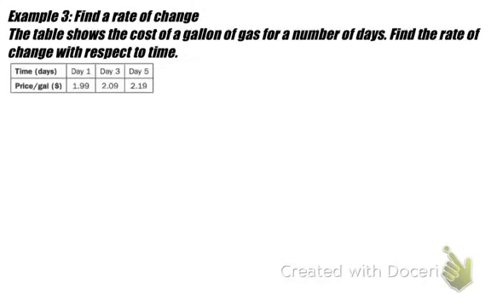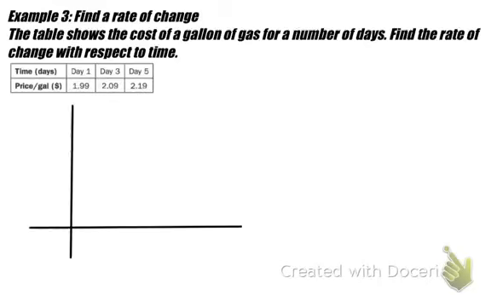Alright, in example 3 we have to find the rate of change. So the table shows the cost of a gallon of gas for a number of days. Find the rate of change with respect to time. So we have our chart where the days go day 1, day 3, day 5, going up by 2, and we know that the price seems to be going up.